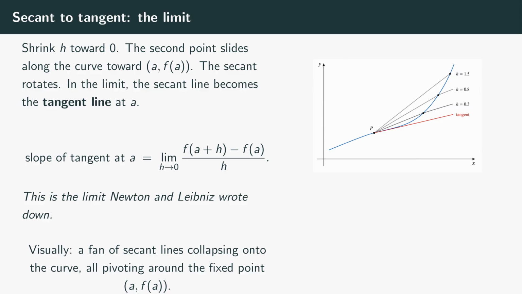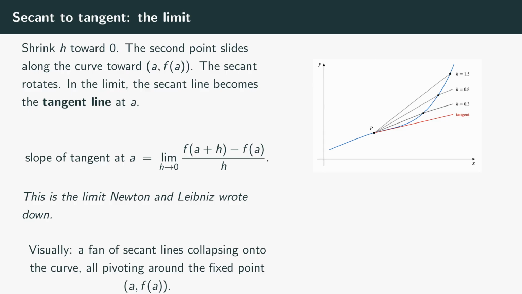Now the move that took 2,000 years. Hold the first point fixed and let the second point slide along the curve toward it. That means letting h shrink to 0. As h shrinks, the secant line, anchored at the fixed point, rotates. A fan of secants, each pivoting around the same point, all of them sweeping towards something as h gets smaller. That something is the tangent line. The line that just grazes the curve at a. The slope of the tangent line is, by definition, the limit of the difference quotient as h goes to 0.